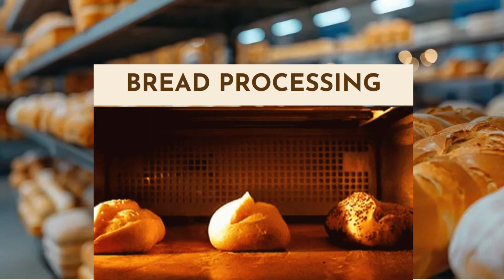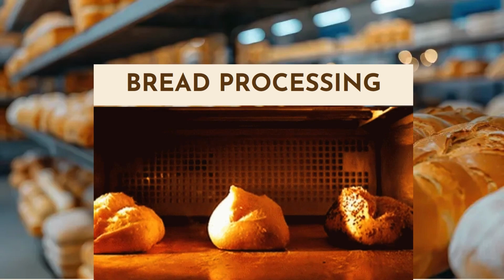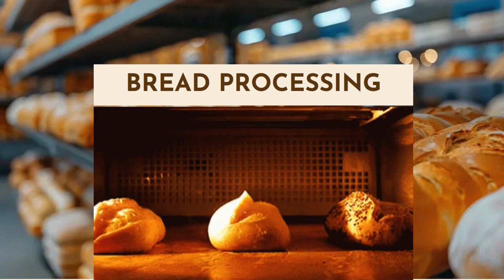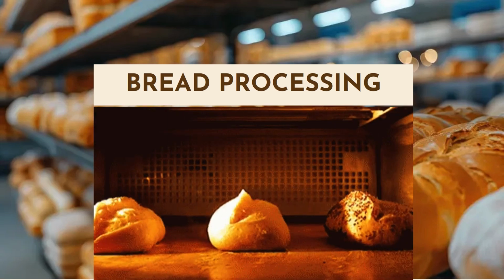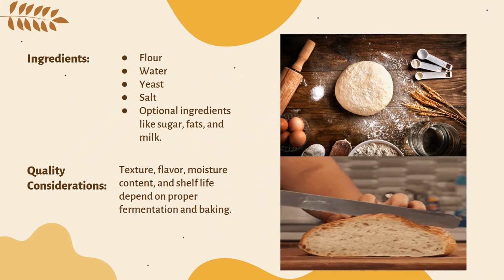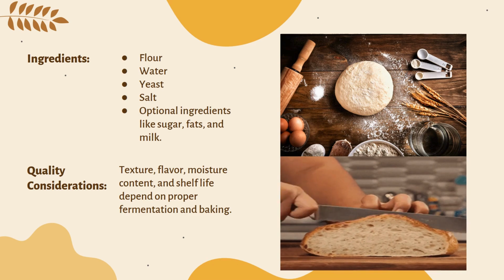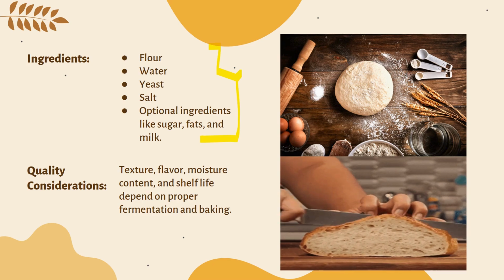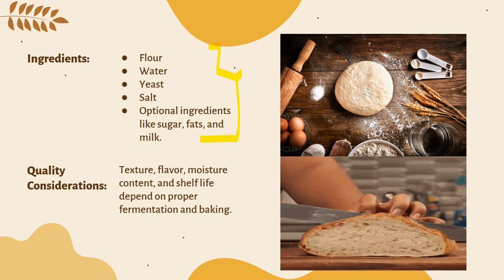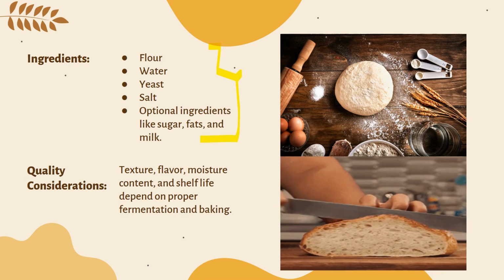Now we will learn about bread processing. We all know bread is one of the oldest and most popular foods in the world. But how is it made? So the bread process includes mixing, fermentation, proofing, baking, and cooling. These are the ingredients that are used in bread processing: flour, water, yeast, salt, and a few optional ingredients. There are a few quality considerations that should be kept in mind during bread processing, like texture, flavor, moisture content, and shelf life, depending on proper fermentation and baking.